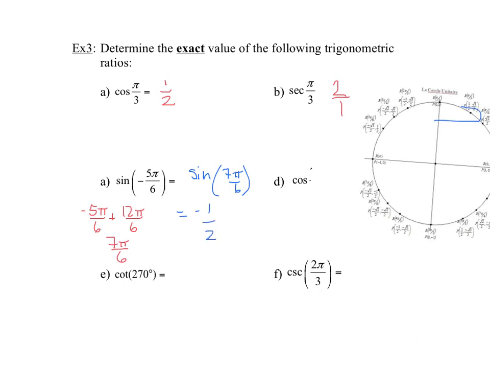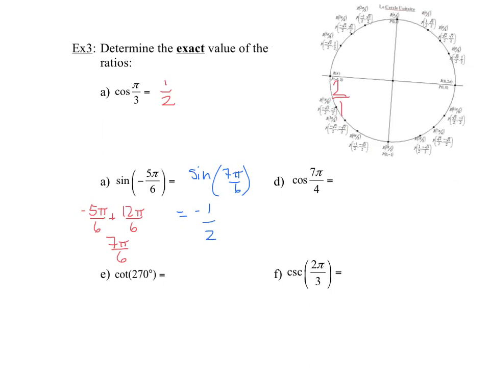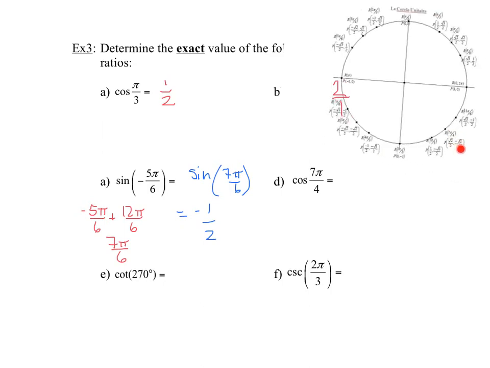Next thing, cos of 7 pi over 4. I'm hoping you have your unit circle now, so I'm just going to use these values, and you can check. 7 pi over 4 is over here on the unit circle, and the cos value is square root of 2 over 2. Okay. Cotangent of 270 degrees, so 270 degrees is over here. Cotangent, if you remember, is x over y. So in this case, it'd be x over y, which is 0.